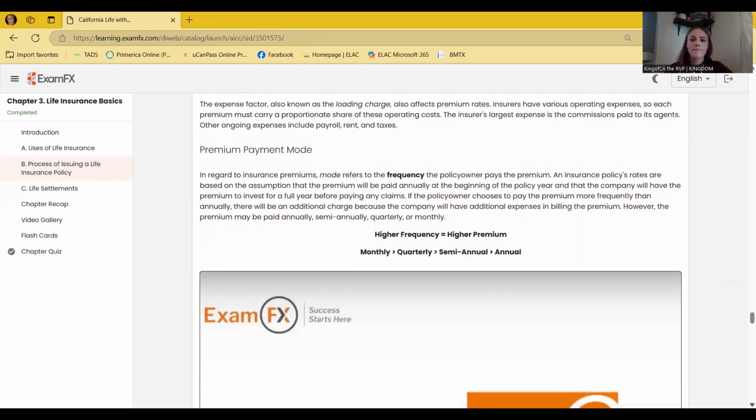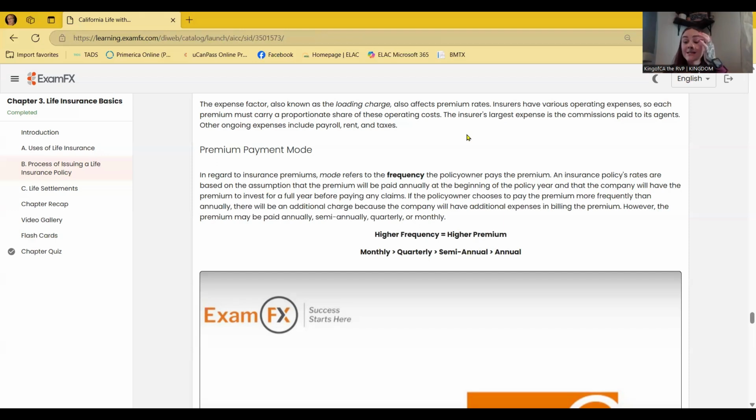Perfect. All right. Now, with this premium as well, there's something called expense charges. Okay. Expense charges. So the expense factor is also known as a loading charge. Okay. This affects the premium rates. Insurers have various operating expenses. Think about all the people that work at home office, the processing of payments, the paperwork, people who actually type up the policy. There's a lot that goes into creating this policy and issuing this policy, okay?